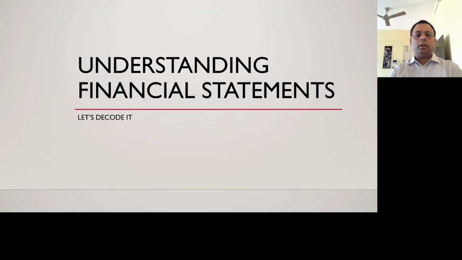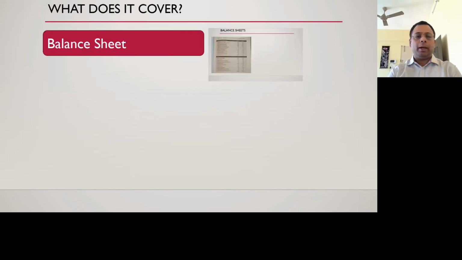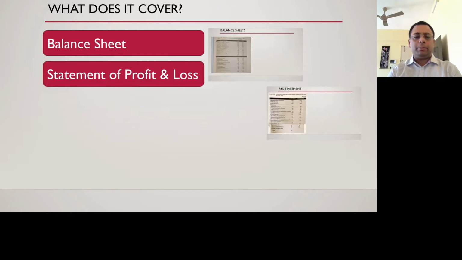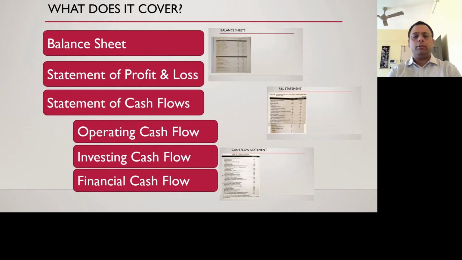Hello, friends. Today's topic is about understanding financial statements. What does this chapter cover? First of all, it covers balance sheets, then the statement of profit and loss, and then cash flows, which consist of operating cash flow, investing cash flow, and financing cash flows.